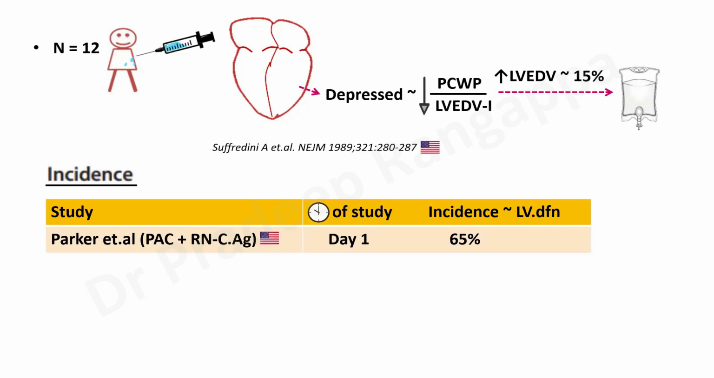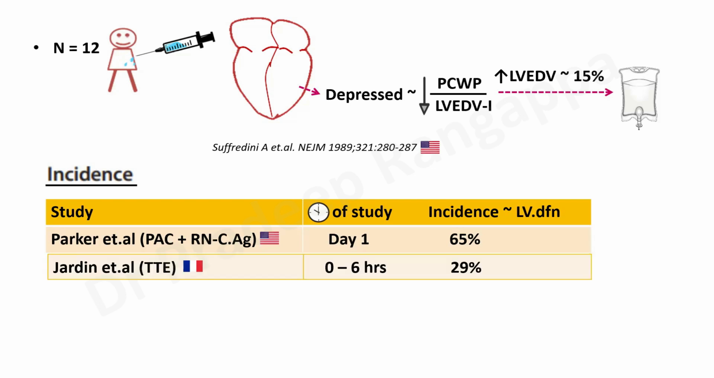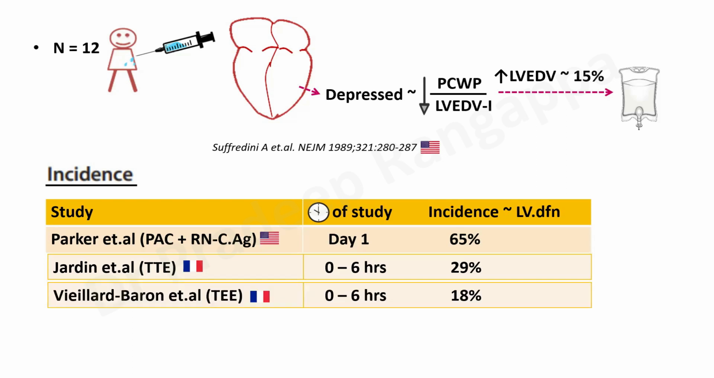So this was another series of studies looking at what timelines LV dysfunction happens. The incidence of septic cardiomyopathy in sepsis ranges from 18 to 65%. In the first study, by Parker et al., septic cardiomyopathy was recognized on day 1, and it happened in 65% of the patients. The Jardin et al. study, from the French group, looked at 0 to 6 hours, and 29% of the septic patients had septic cardiomyopathy.